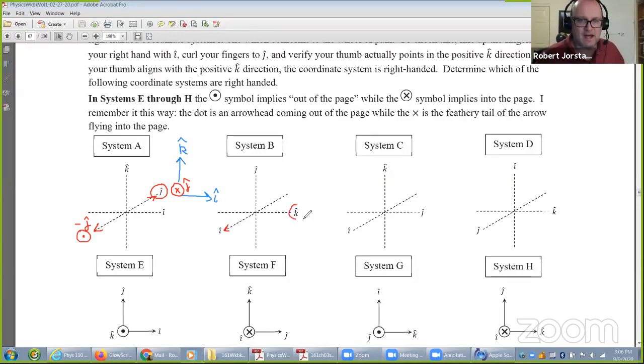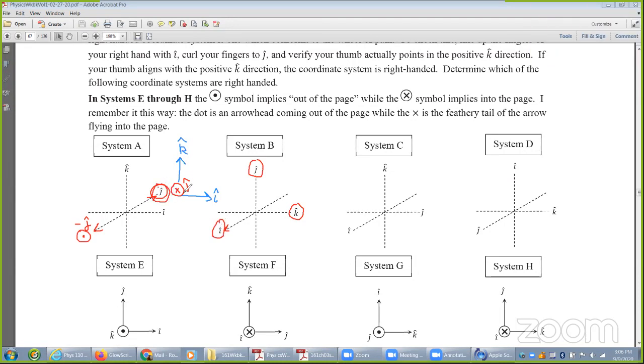Wherever I label, this is positive K hat. This is positive J hat. This is positive I hat. I labeled this as J hat. That means positive J. Got it? You see what I mean? Yes, now I get it.